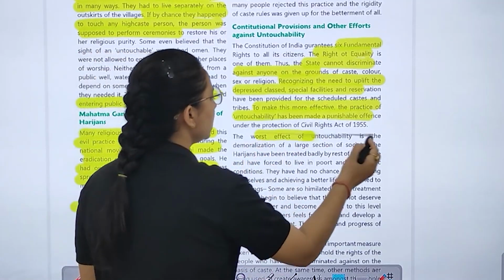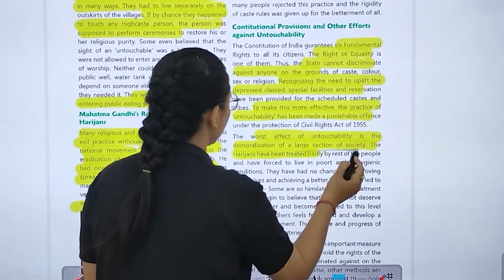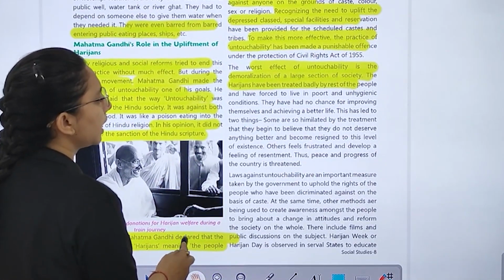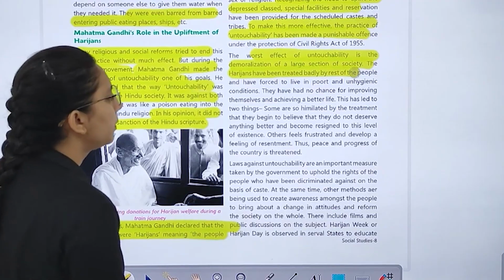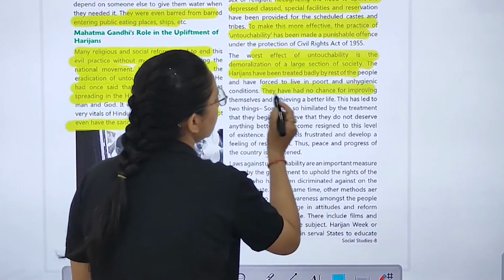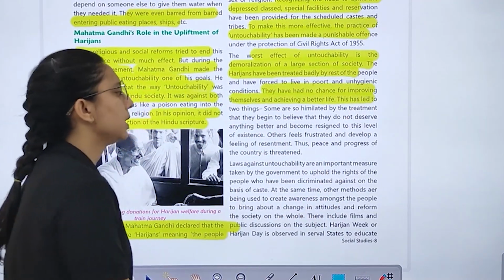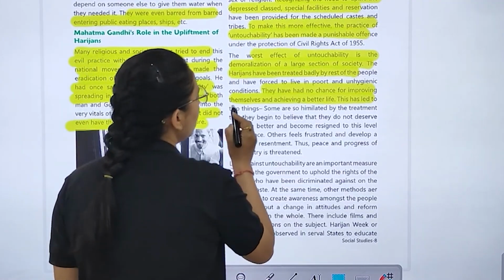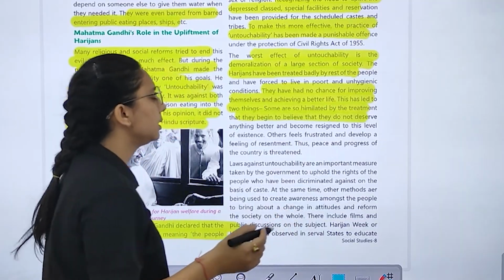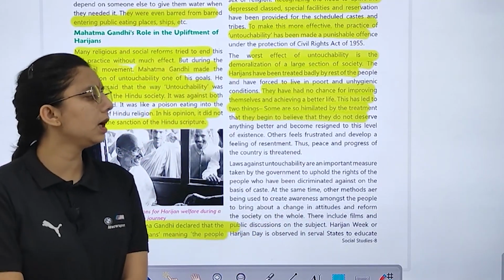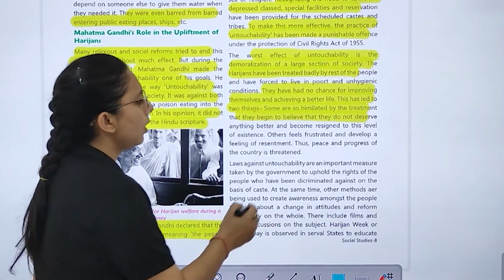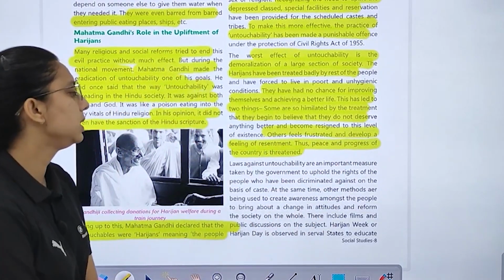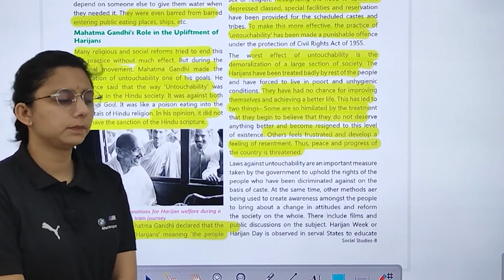The worst effect of untouchability is the demoralization of a large section of society. Harijans have been treated badly by the rest of the people and have been forced to live in unhygienic conditions. They have no chance for improving themselves and achieving a better life. What did this lead to? This led to two things. Some of them were so humiliated by the treatment that they began to believe they do not deserve better. Others feel frustrated and develop a feeling of resentment, and thus the peace and progress of the country is threatened.